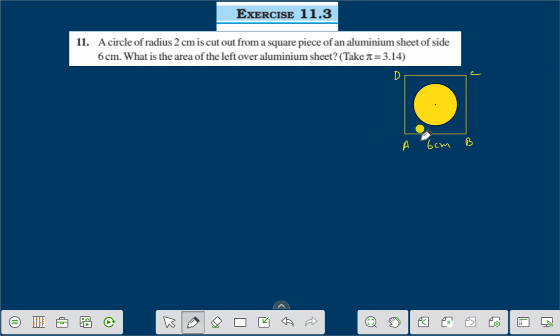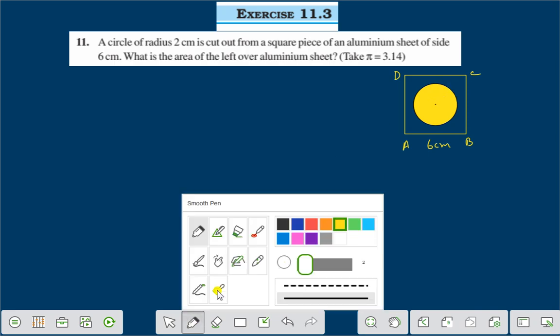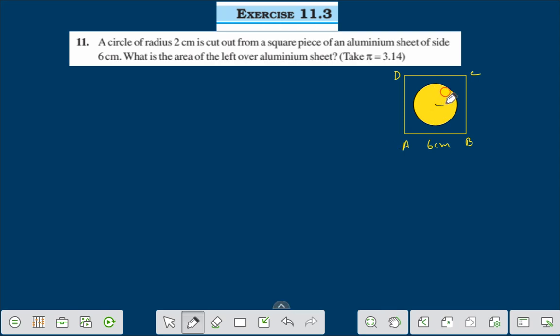Suppose this is the aluminum sheet. This is a square and the length of this square is given as 6 cm. And here is a circle, and the radius of this circle is 2 centimeter. Here you will write the radius as 2 centimeter, right?